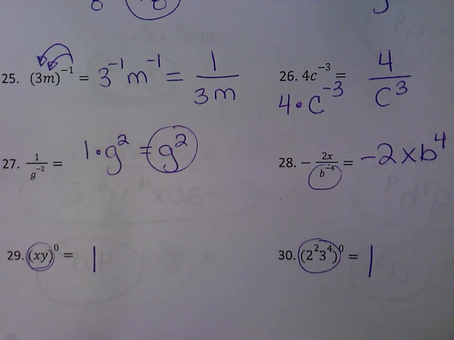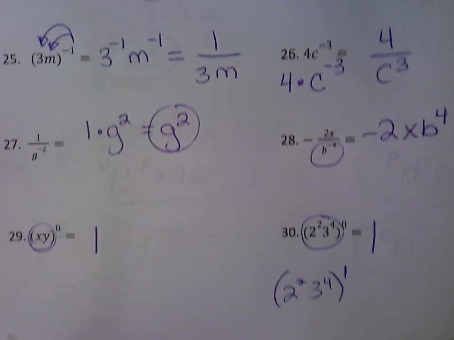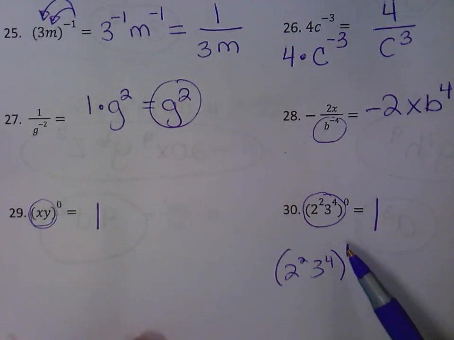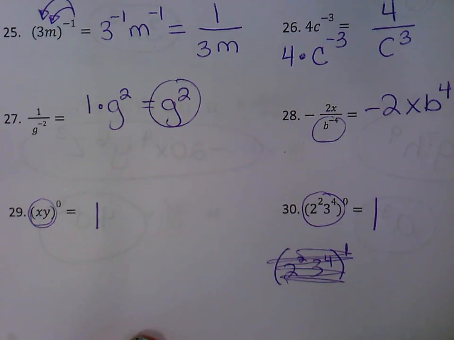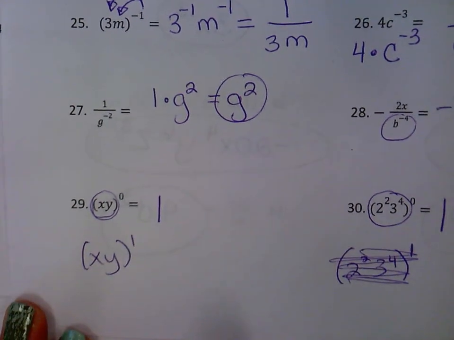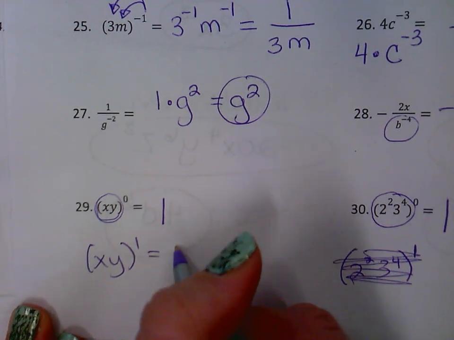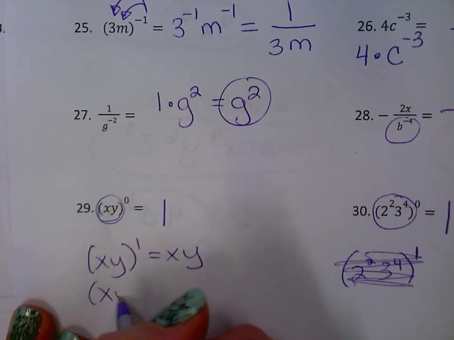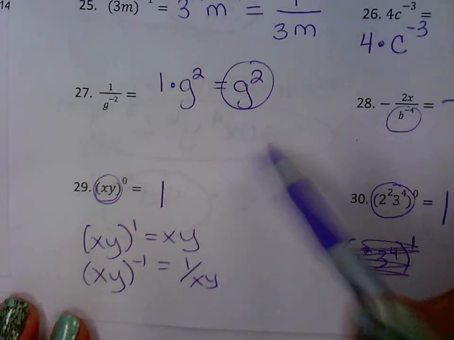Well, that would be 2 squared times 3 to the 4th to the first power. Right? That would be itself. Oh, because it's not xy to the first, it's xy to the 0 power. Xy to the first would be xy. What would xy be to the negative first? 1 over xy. So they each have a different meaning.